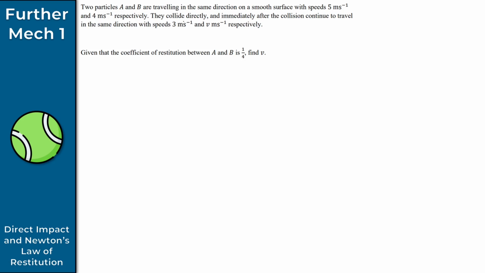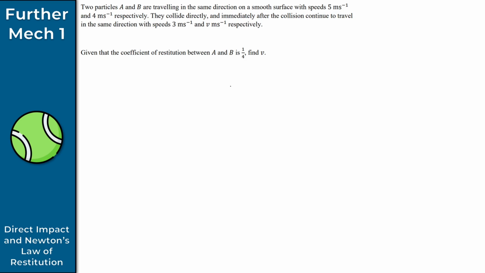We're then told that they collide directly, and immediately after the collision, they continue to travel in the same direction with speeds of 3 meters per second and v meters per second respectively. We're given that the coefficient of restitution between A and B is 1/4. All we want to do is simply find v. That's this speed here.